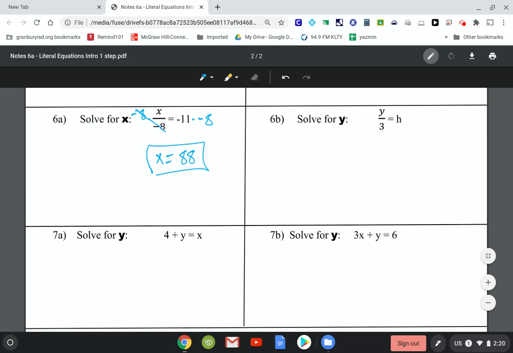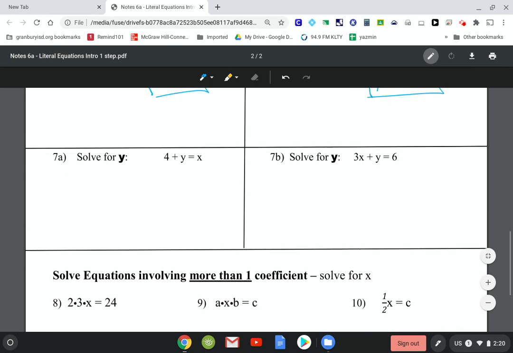Over here on 6b, we want to get rid of that 3 so we can solve for y. So we're going to multiply by 3 and then multiply this by 3, y equals, and again, your coefficient goes in front of your variable term.